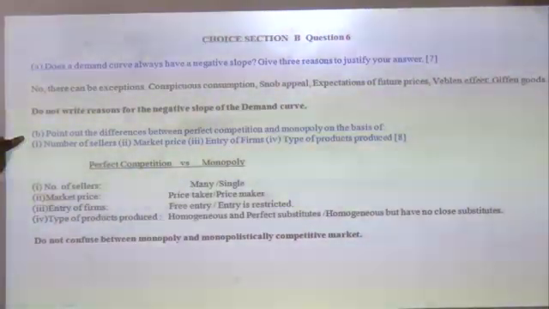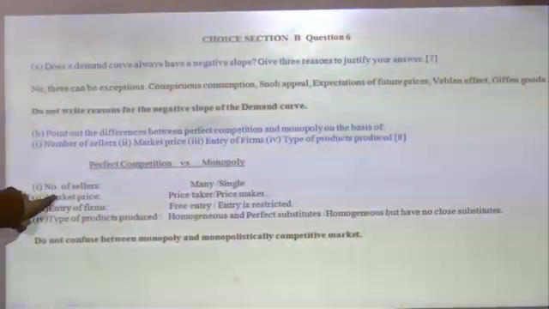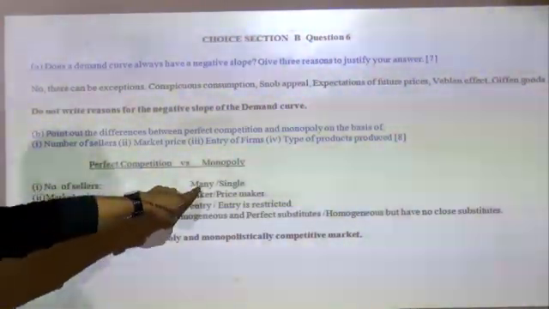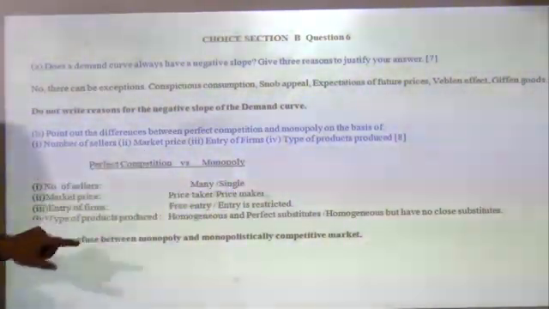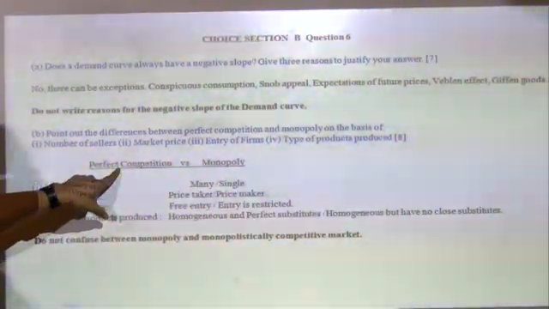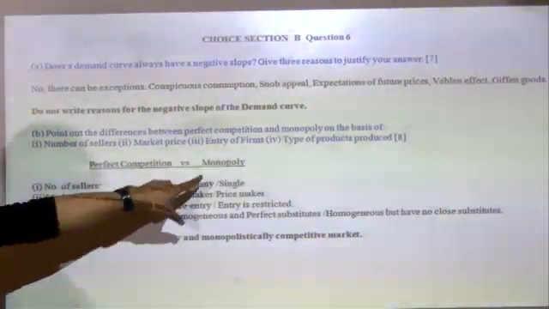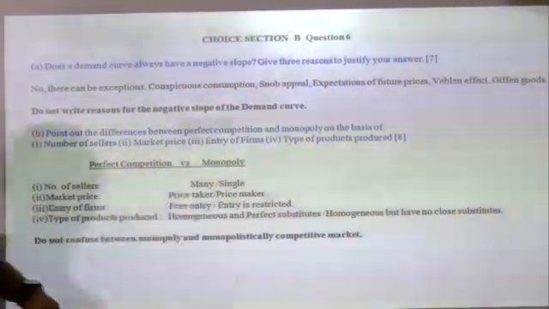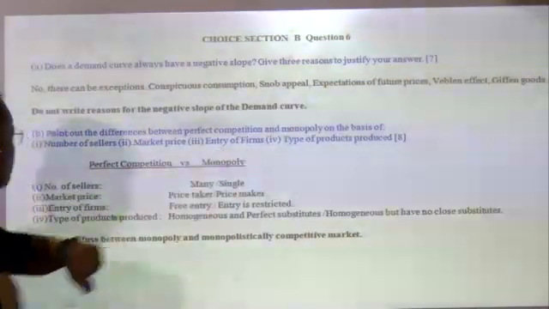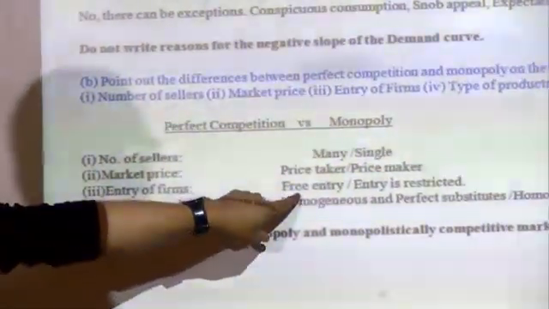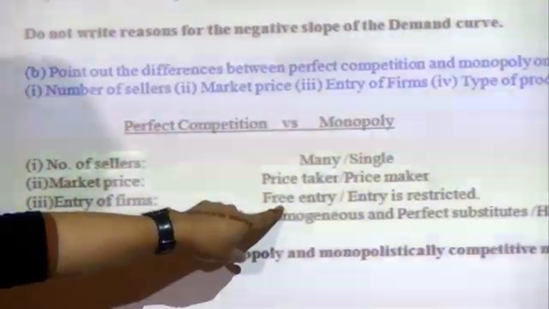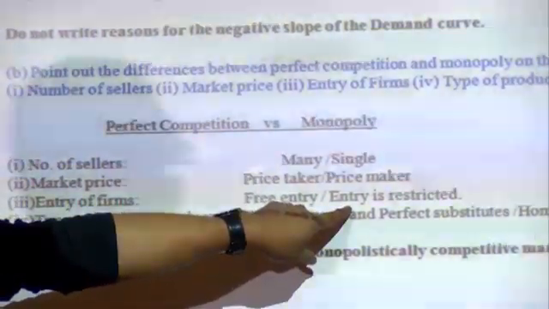Next, point of difference between perfect competition and monopoly on the basis of number of sellers. Number of sellers, perfect competition, many sellers. Monopoly, single seller. Market price, perfect competition, price taker. Monopoly is a price maker. Entry of firms, perfectly competitive market, free entry and exit. Monopoly, entry is restricted.